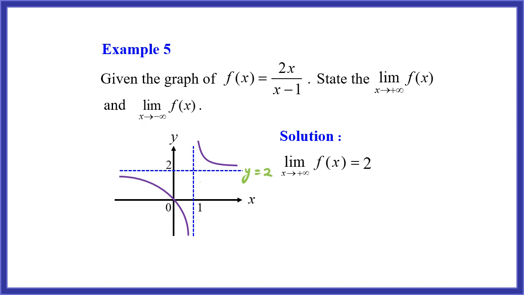And then when x approaches negative infinity, it's going to the left side of the x-axis. So we can see the graph itself is going to 2 also, right? So we can give the answer of 2. So, this is the line of y equals 2. It's going here but never quite reaches it.